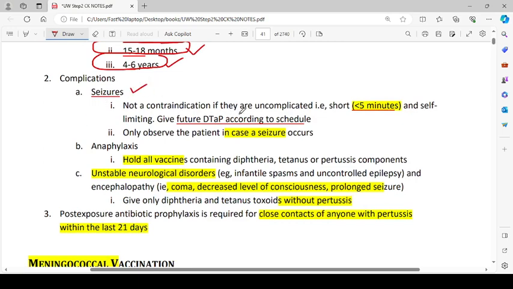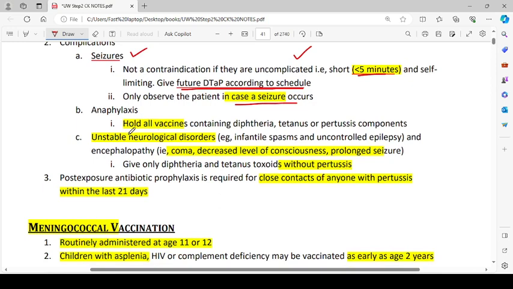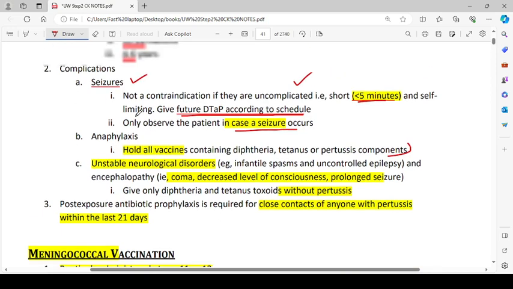Not a contraindication if they are uncomplicated, that is short, less than 5 minutes, and self-limiting. Give future DTaP according to the schedule. Only observe the patient in case a seizure occurs. Anaphylaxis: hold all the vaccines containing diphtheria, tetanus, or pertussis components if the child is having anaphylaxis to that. There can be seizures, right?